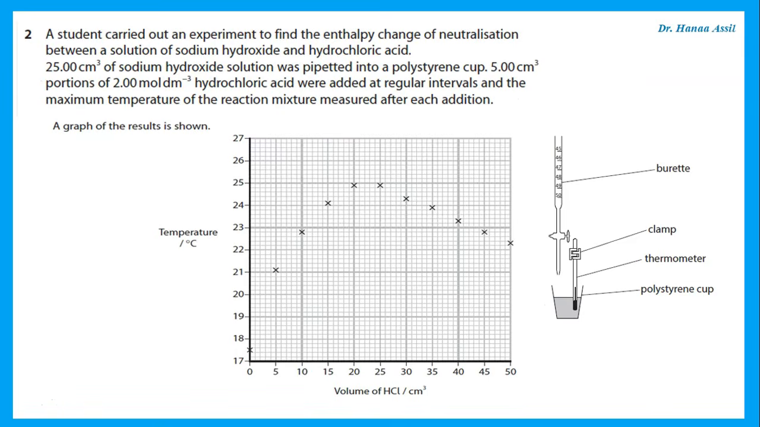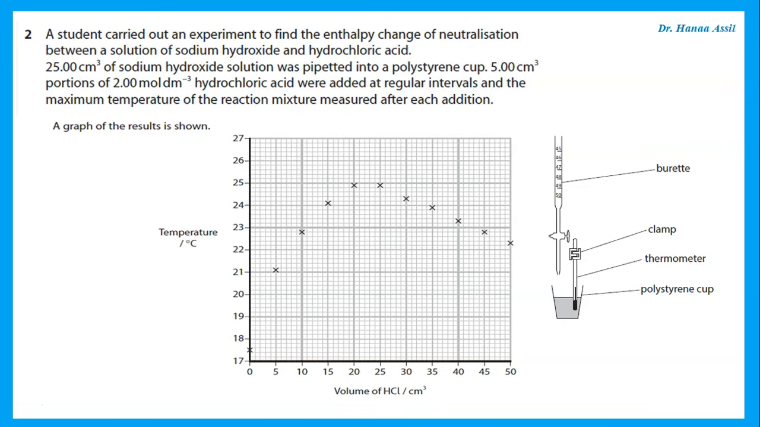Okay, question 2 says a student carried out an experiment to find the enthalpy change of neutralization between a solution of sodium hydroxide and hydrochloric acid. 25 cm³ of sodium hydroxide solution was pipetted into a polystyrene cup. 5 cm³ portions of 2 mol/dm³ hydrochloric acid were added at regular intervals. The maximum temperature of the reaction mixture was measured after each addition.